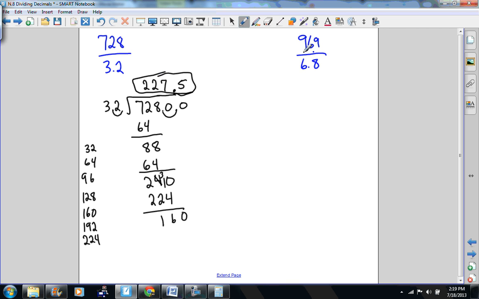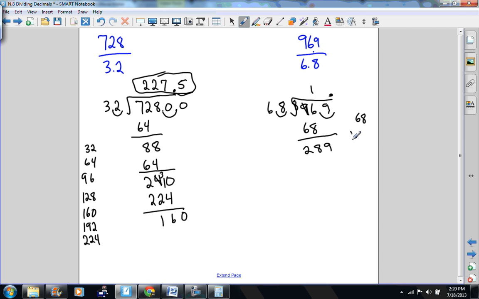Okay. This one here we have 96.9 divided by 6.8. Now we have a decimal in both, so these are actually the easiest. We have to move this 1 to the right, and the decimal goes right there. So 68, that goes in once. So 289. So I get 68.